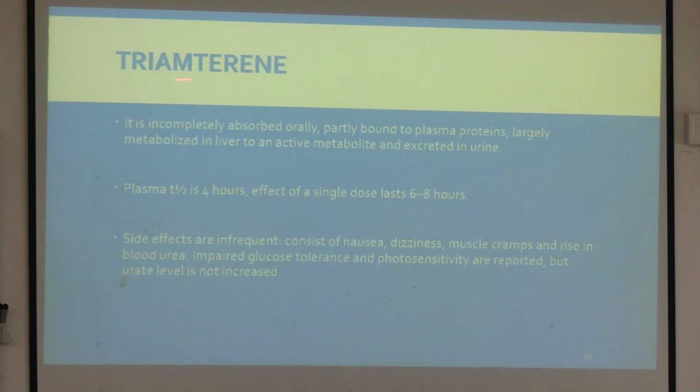Triamterene is incompletely absorbed orally, partly bound to plasma proteins, largely metabolized in the liver to an active metabolite and excreted in urine. Plasma half-life is 4 hours, and the effect of a single dose lasts 6 to 8 hours. Side effects are infrequent: nausea, dizziness, muscle cramp, rise in blood urea. Impaired glucose tolerance and photosensitivity may be seen.